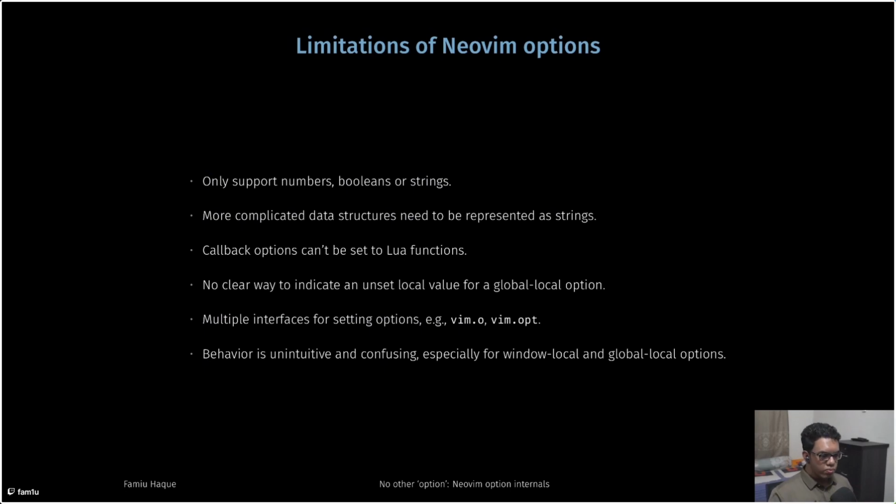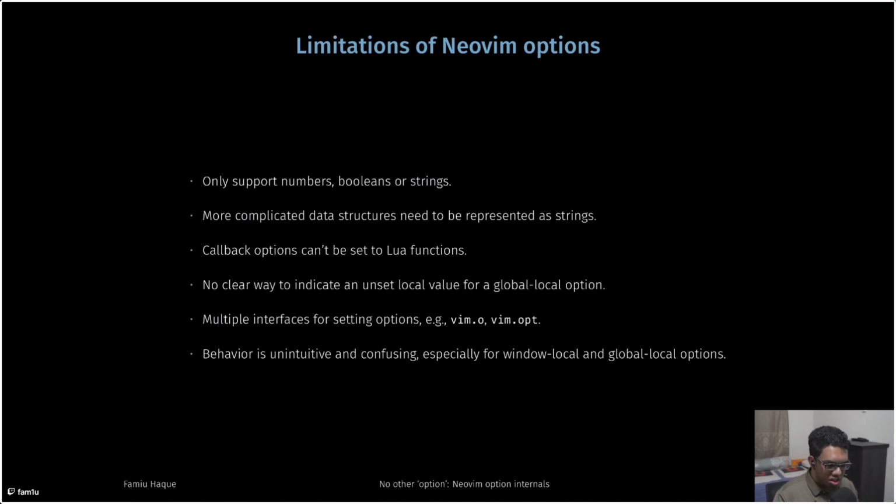Anyway, so let's move on to limitations of Neovim options. What makes options so bad to deal with? Well, actually, this is only the user facing problems. I'm not talking about the internal code stuff yet, but the problems the users would notice, that sort of stuff.